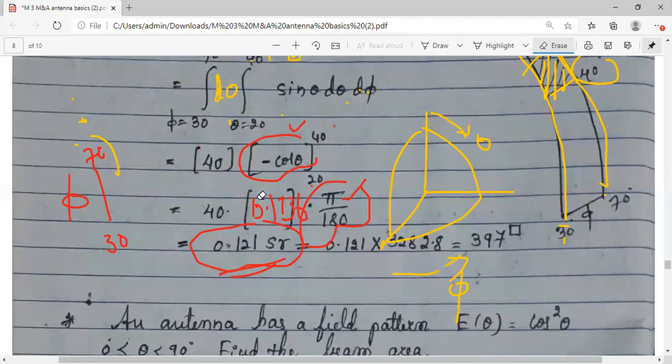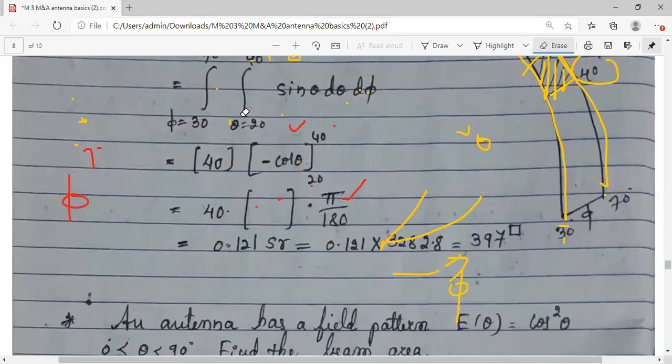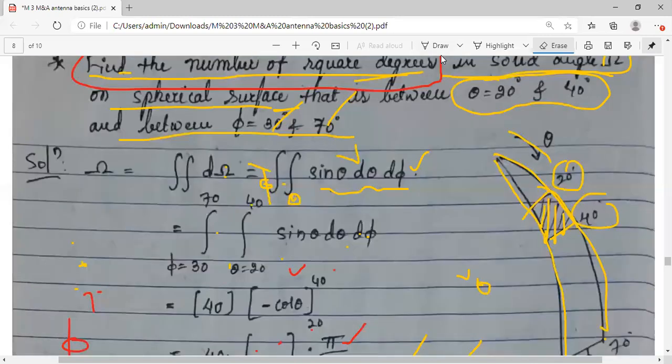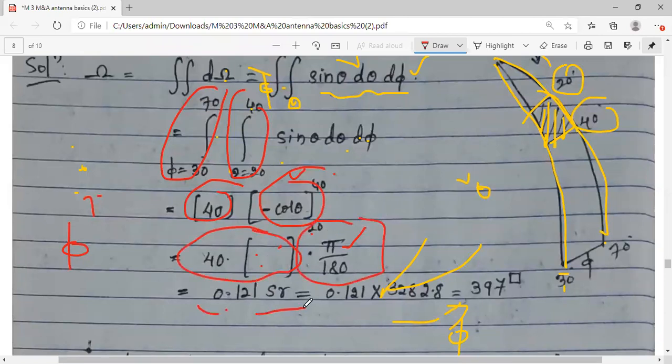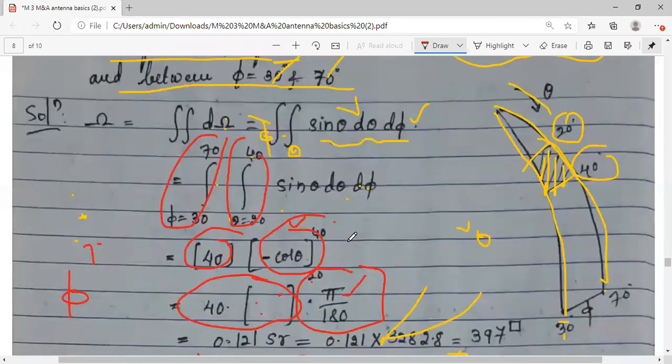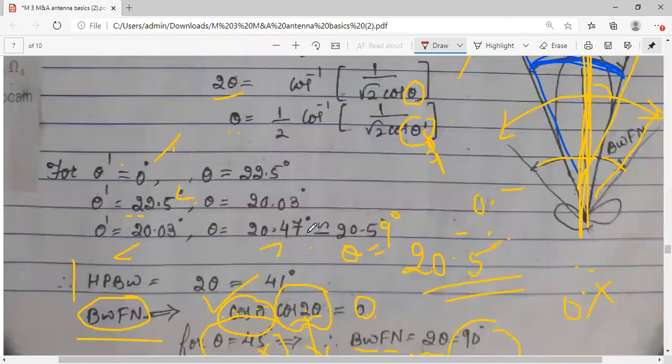Try to understand. Let me give you the conversions. Whatever angles are given to you are in degrees, so you are taking them in degrees. Whatever answer comes will be in degrees, so you have to convert it. Take that conversion and you will get steradians. Once you get the steradian value, you again have to get square degrees. So what is the conversion of steradian to square degrees?